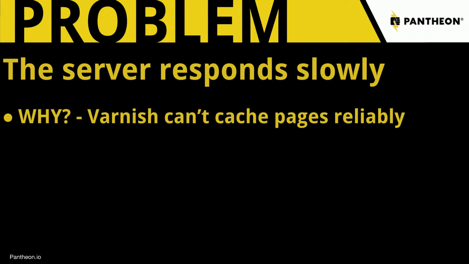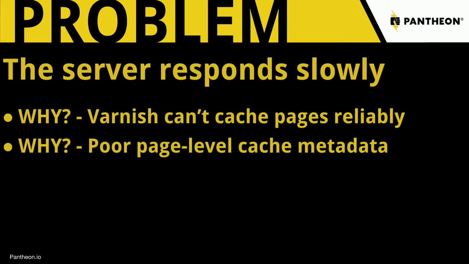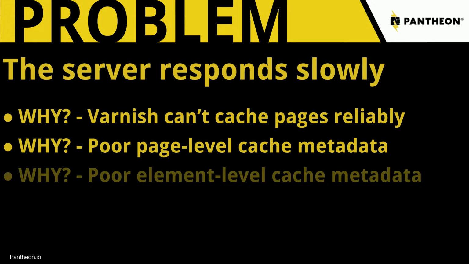So if our problem is that Varnish can't cache pages reliably because we have poor page-level metadata, because we don't know, does this page use a node or not? We don't know, so we just have to purge all of our caches. If we have poor page-level metadata, it's probably because we have poor element-level metadata. If we don't know what are the nodes in a list, and that list is on a page, then we're probably going to have to clear the entire page because we don't know the metadata about the individual elements making up the page.